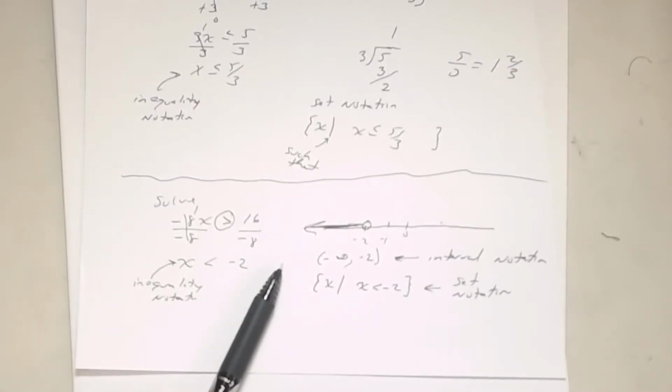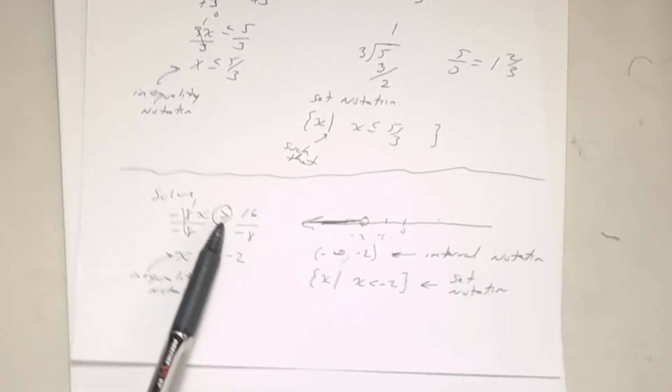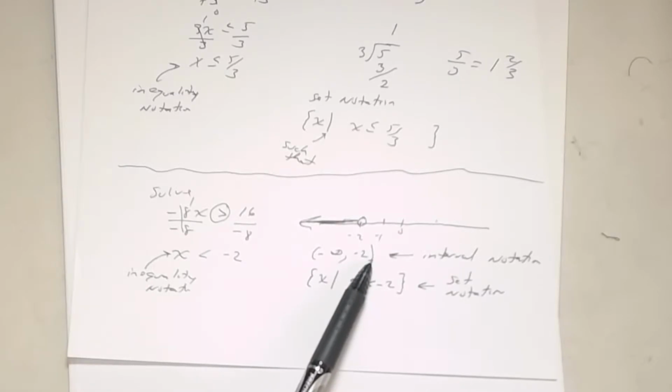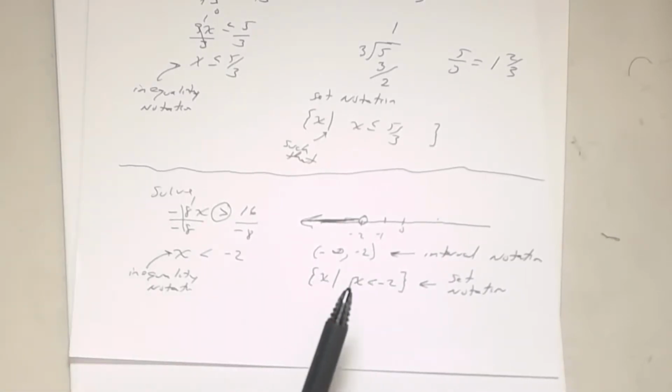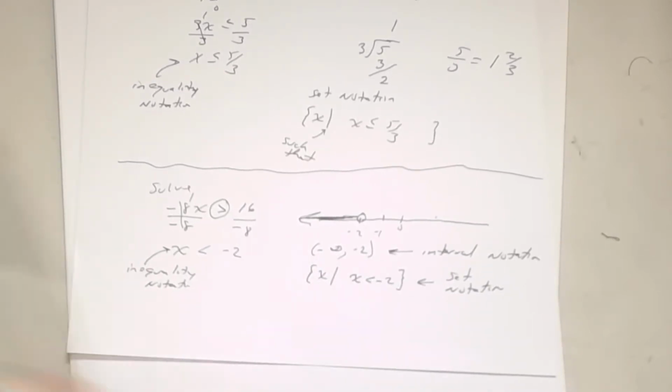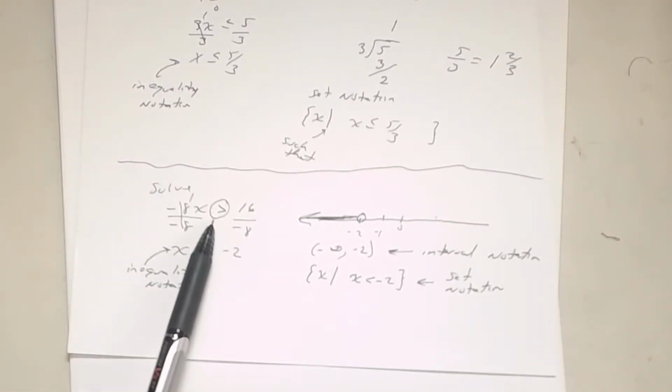Infinity, negative infinity always uses what? Parentheses. If that was an equal sign, then that would be a what? Bracket. It has nothing to do with whether any of the numbers are positive or negative. It has nothing to do with that. It has to do with whether you see an equal sign or whether you don't see an equal sign. Okay?